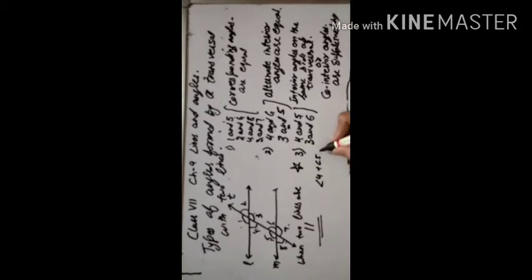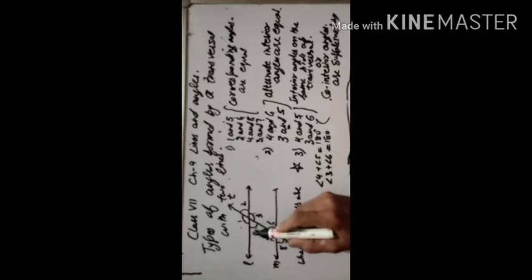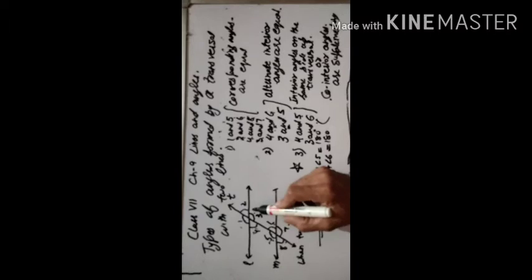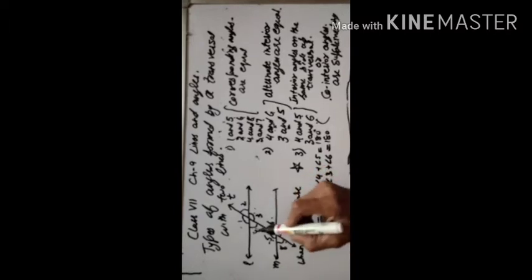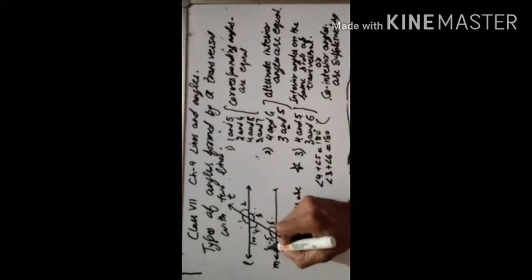That means angle 4 plus angle 5 is equal to 180. Angle 3 plus angle 6 is equal to 180. The reason is co-interior angles. Now if angle 4 is 80 degrees, angle 5 is 100. If angle 3 is 100, angle 6 is 80 degrees.